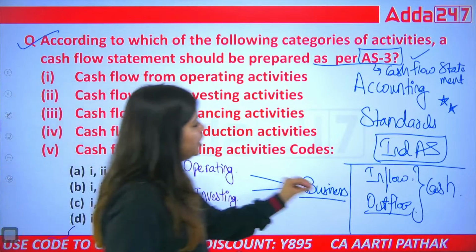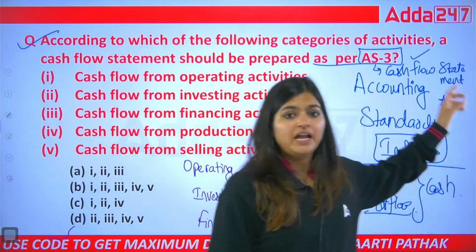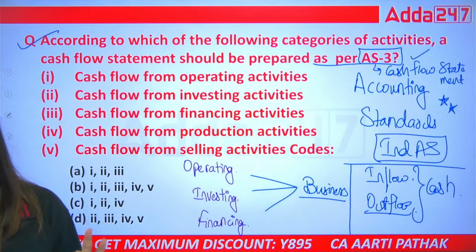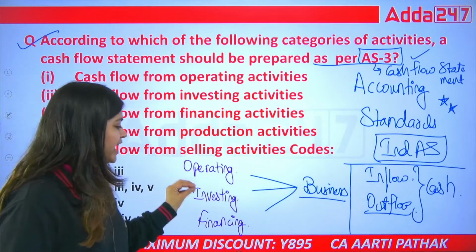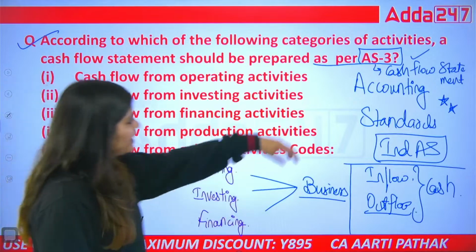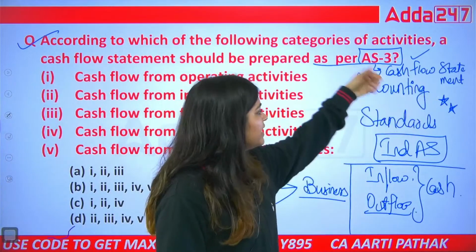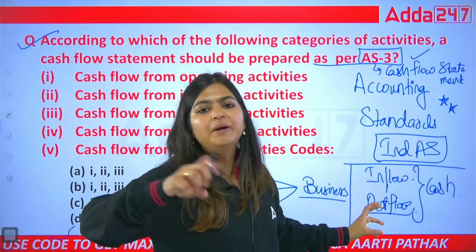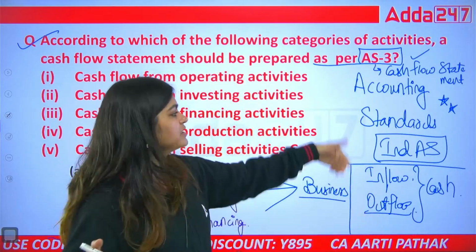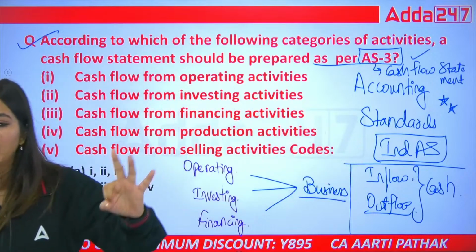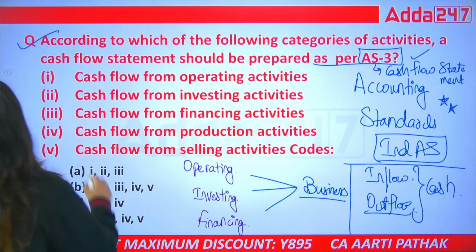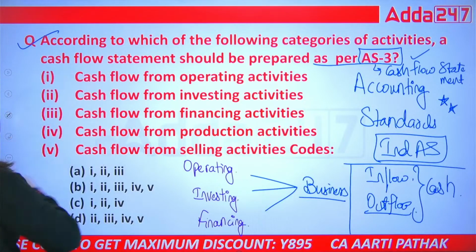And in your cash flow statement, as per AS3, we talk about these three activities only: operating, investing and financing. So I told you, AS3 is what? Cash flow statements. In this, we actually keep a track of your inflow and outflow of cash, and mainly this cash flow statement is divided into three activities: operating, investing and financing. Okay, let's start solving these questions together.